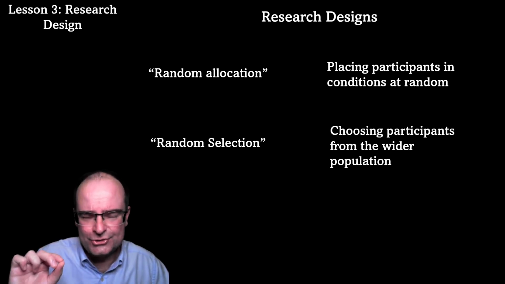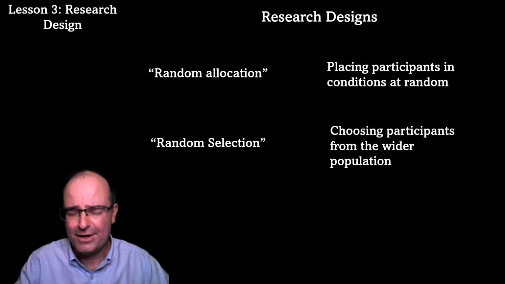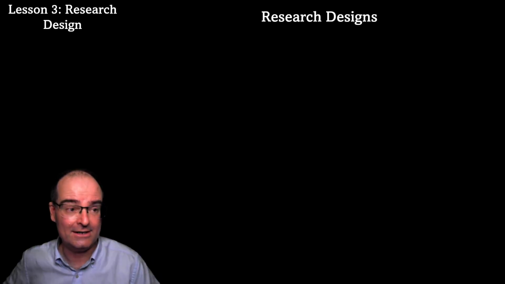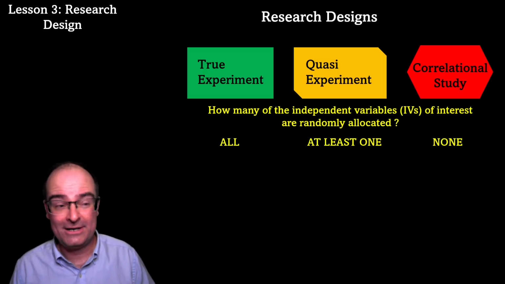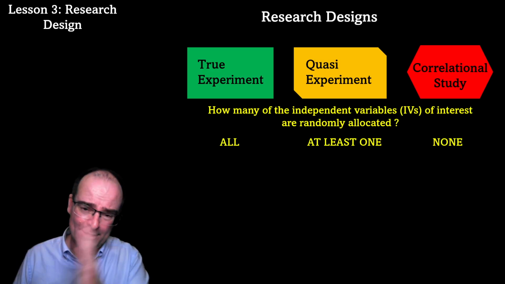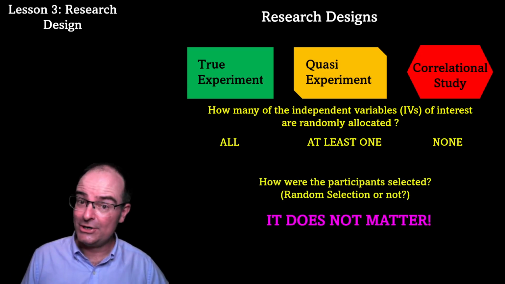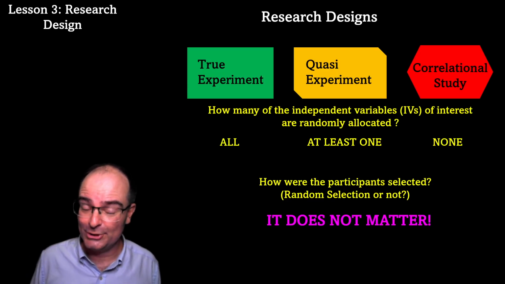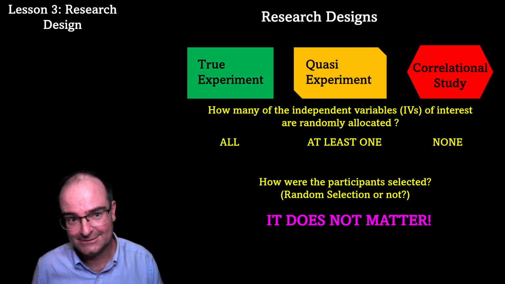So that should tell you that random selection has nothing to do with the type of research design, and it doesn't. How many of the independent variables are randomly allocated? Yep, that's the number one way to distinguish between them. How are the participants selected? Random or not? And it's rare for me to use such a radical color such as purple on my slides. It does not matter.